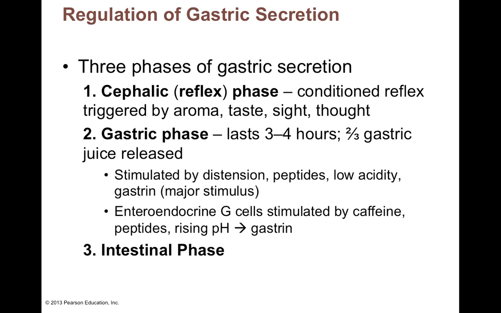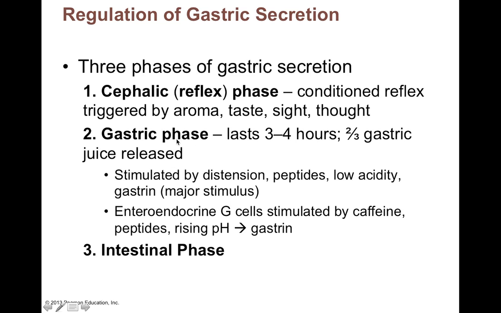There are chemoreceptive cells in your stomach that can sense that, and that's when you would begin the gastric phase, okay? So it's stimulated by distension, peptides, low acidity, which means more basic or higher pH, or gastrin. But gastrin is the major stimulus, right? So remember, the gastric phase is stimulated by the vagus nerve, but it's also stimulated by a rise in pH, okay?